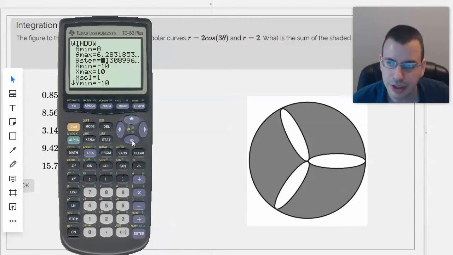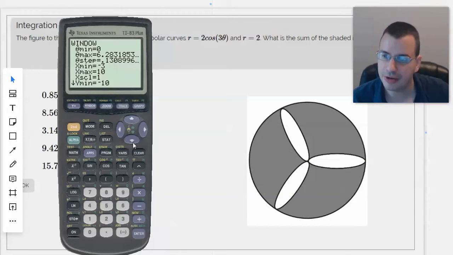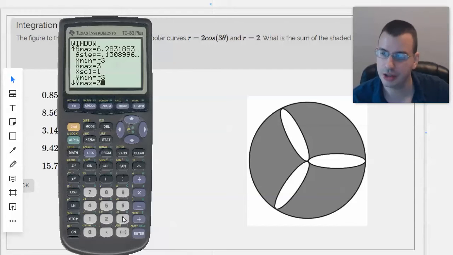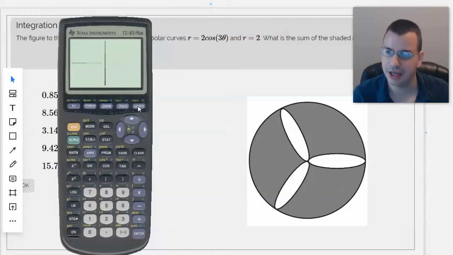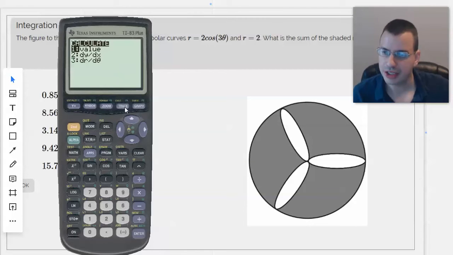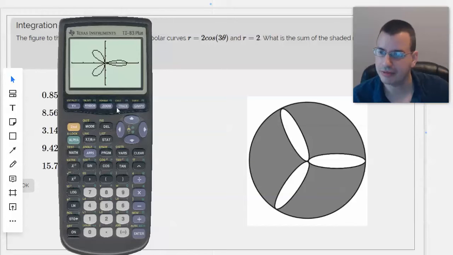We'll go from -3 to 3. The maximum should be 2, so 3 will give us a little bit extra. And we say graph. Seems reasonable. And then we'll trace. Second quit, back to graph. Trace.